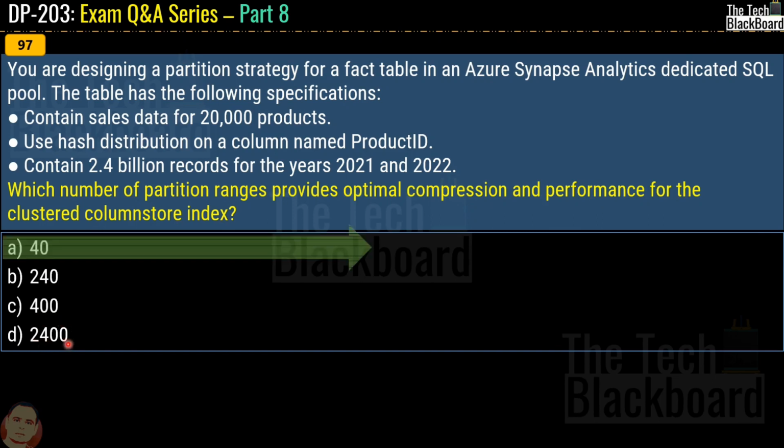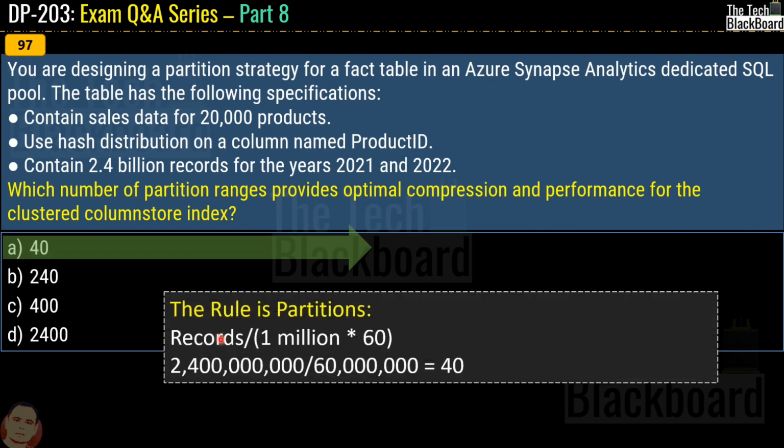And the correct answer for this question is option A, 40. Now let me introduce the rule for calculating the partition. So the rule is the number of records. How many records we have? We have 2.4 billion records.